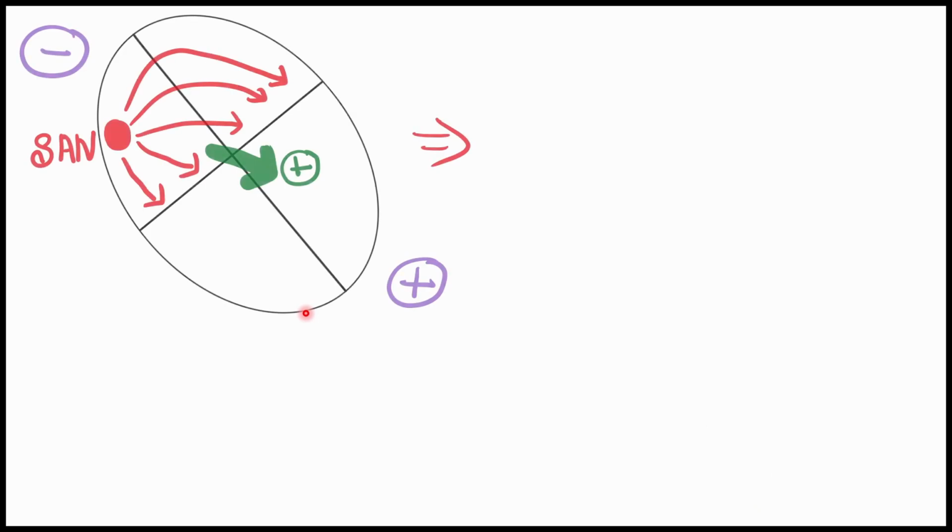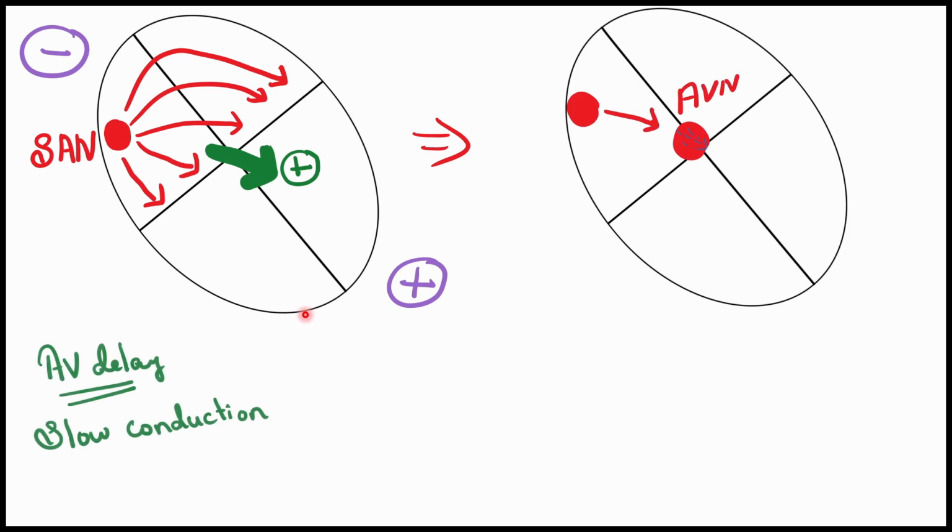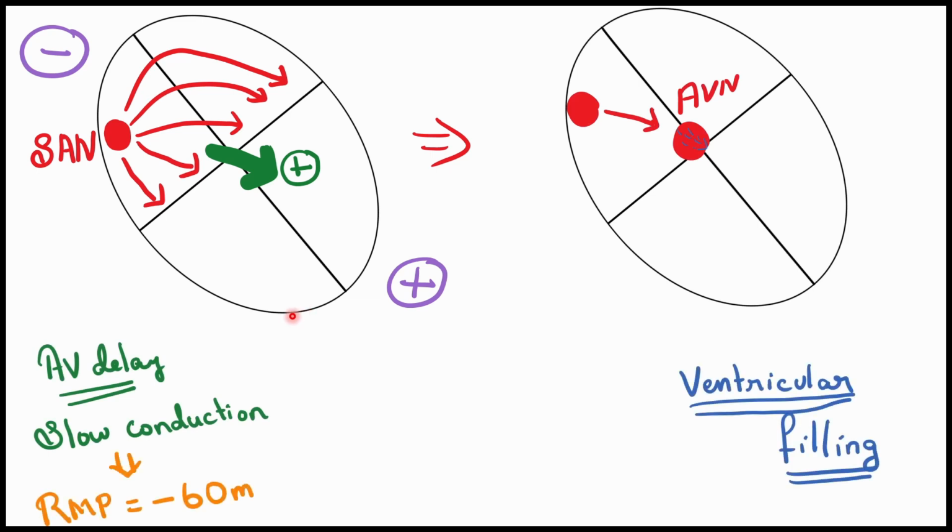In next few milliseconds, impulse reaches the AV node. It has a special characteristic called slow conduction, which happens due to the resting membrane potential of the AV node being minus 60 millivolt. This helps to give the time for the ventricular filling. So in ECG, we see isoelectric line due to the small vector.